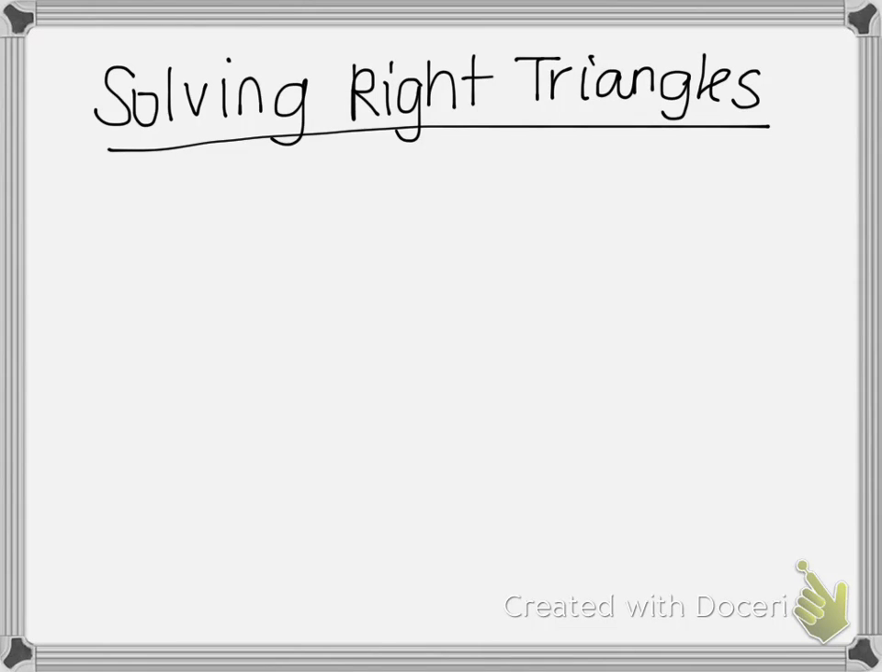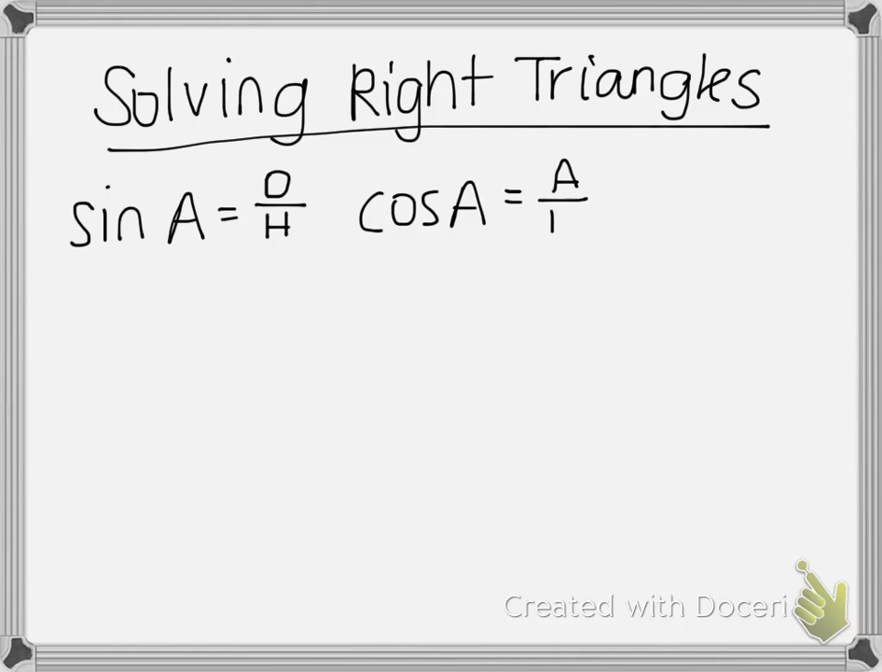Alright, so let's take a look. So we have our solving right triangles. So we already know that our sine of any angle is going to be our opposite over hypotenuse. Our cosine of any angle is adjacent over hypotenuse, and tangent of the angle is opposite over adjacent. So we have our three trig functions that we've already been using.